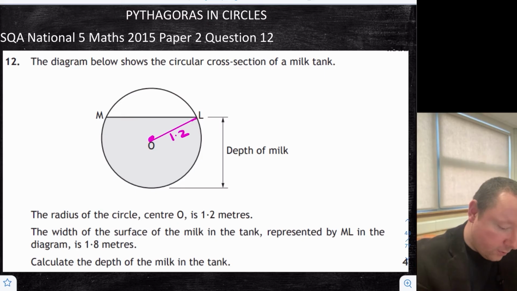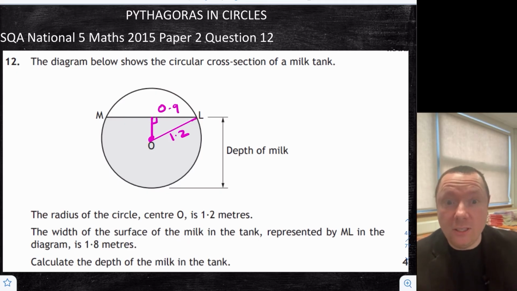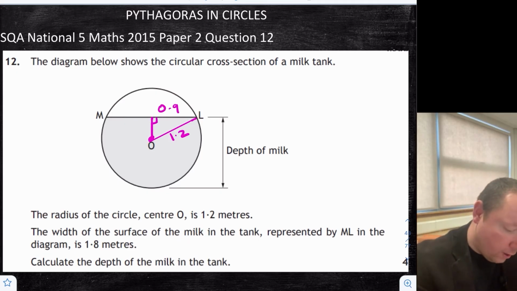We know the width of the milk in the tank is 1.8. So if I draw a line up to here, it'll meet it at right angles. And we know that that's going to be 0.9. And we have to calculate the depth of the milk in the tank. Well, we know the distance from here to here is already the radius. So if I can calculate this little bit, I can just add them together to get the depth. So I'm just going to call that bit x.